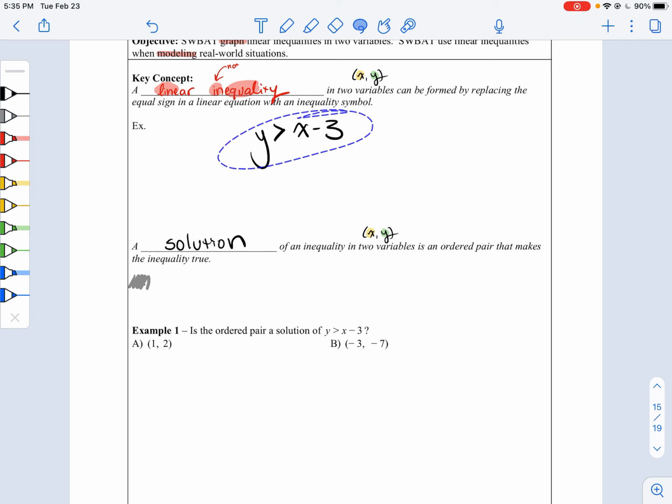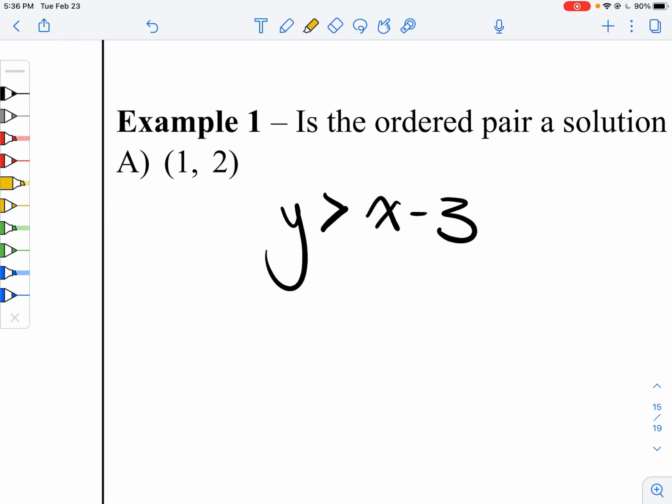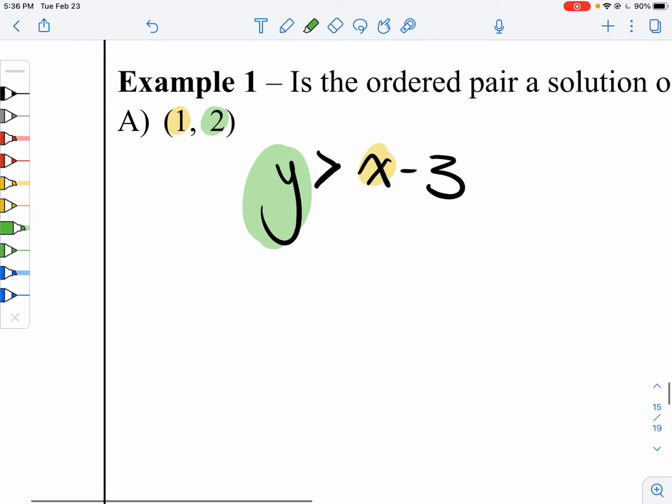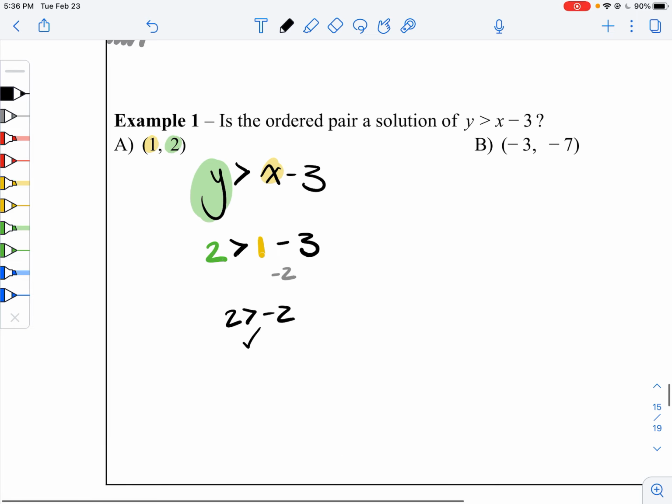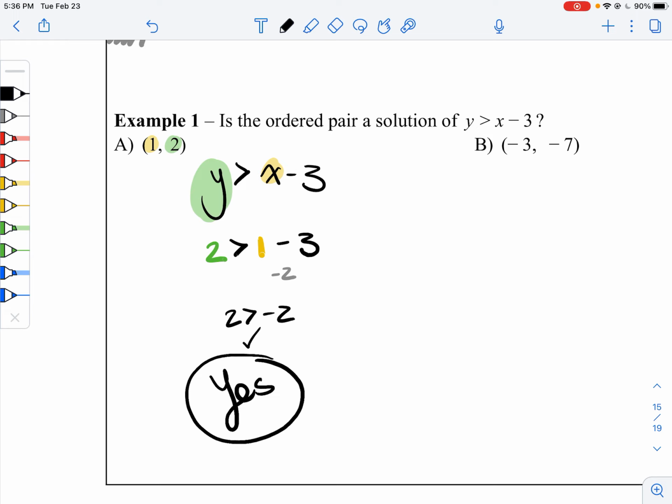Okay, so we've got our inequality. y is greater than x minus 3. And we want to figure out, does this ordered pair, this x and this y, make the inequality true? So let's go ahead and plug them in. This means we would have 2 is greater than 1 minus 3. 1 minus 3 is negative 2, in case you were wondering. So is it true that 2 is greater than negative 2? Yes, that's true. So (1, 2) is a solution to this inequality.